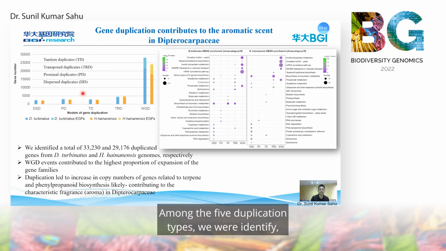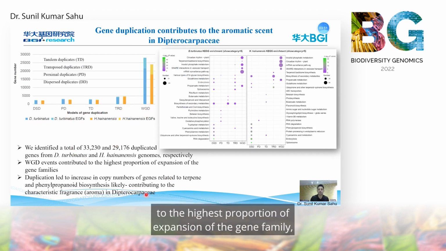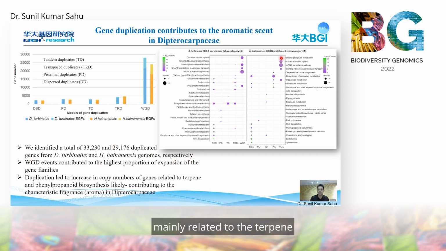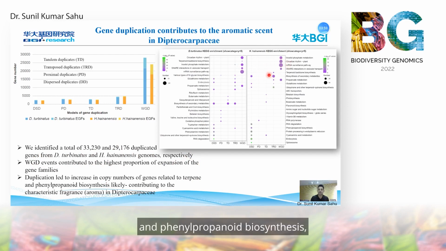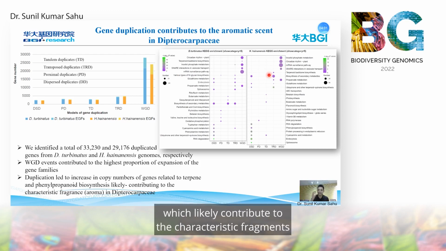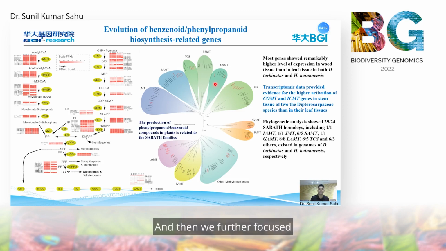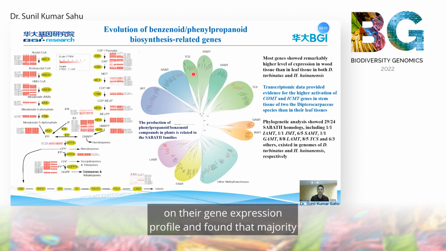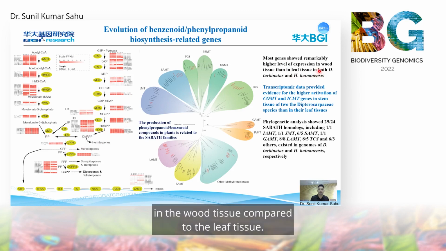Among the 5 duplication types, we were able to identify that the whole genome duplication event mainly contributed to the highest proportion of expansion of gene families, mainly related to terpene and phenylpropanoid biosynthesis, which likely contribute to the characteristic fragrance aroma of these two species. And then we further focused on their gene expression profile and found that the majority of the genes were exclusively expressed in the wood tissue compared to the leaf tissue.